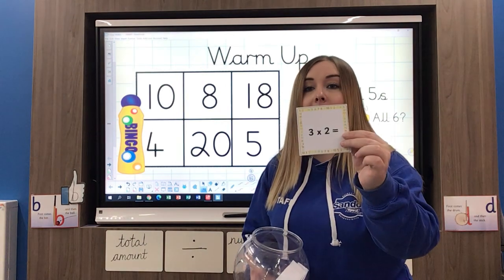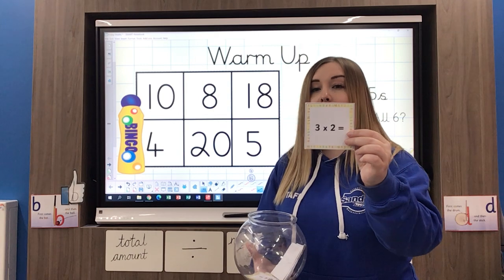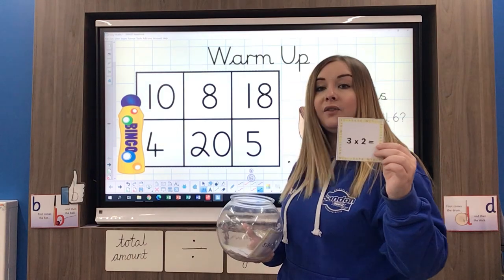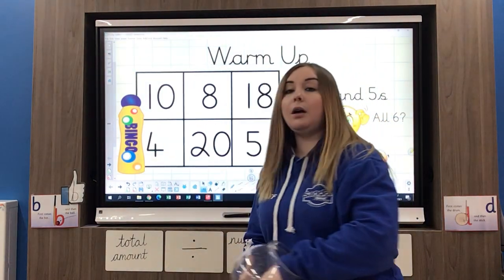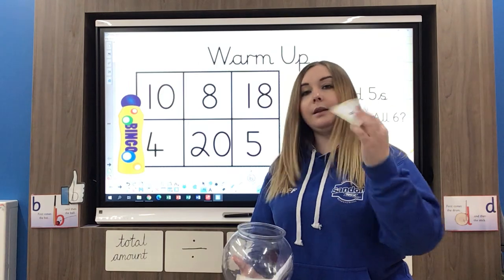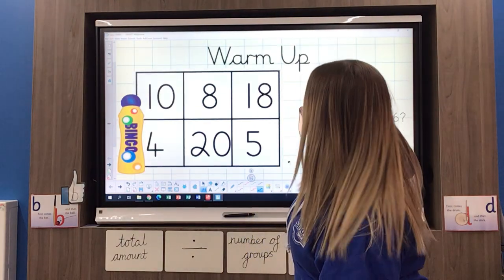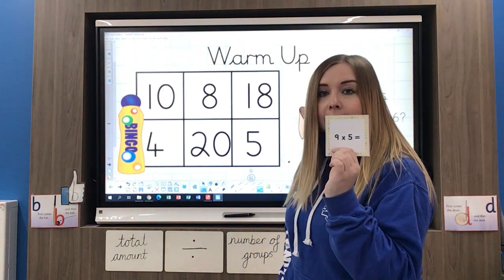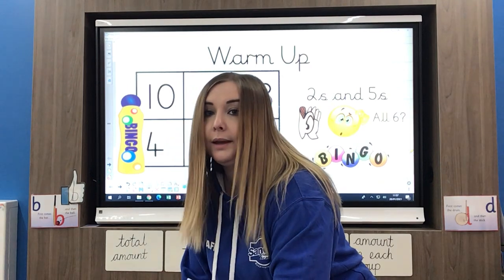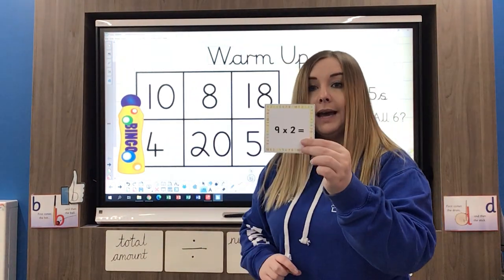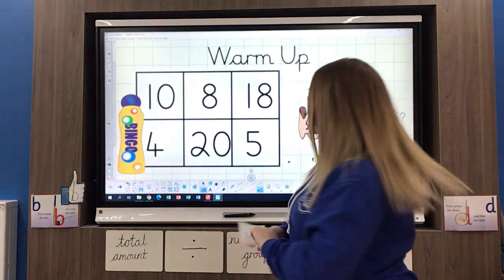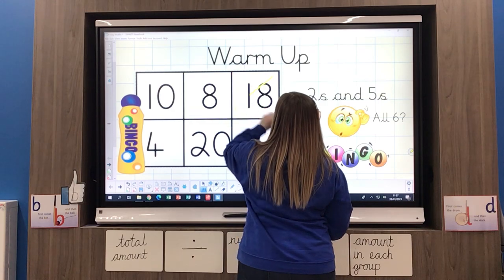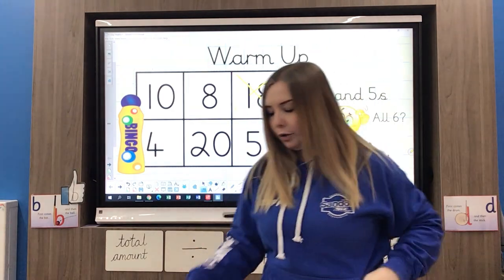Okay, so the first one then. 3 times 2. If you've got the answer to that on your bingo grid, please cross it off. Okay, next one. 9 times 5. Well, I'm not doing very well so far. I've not got any on my grid. Okay. 9 times 2. Now, I've got the answer to that one, so I'm going to put a cross through there.